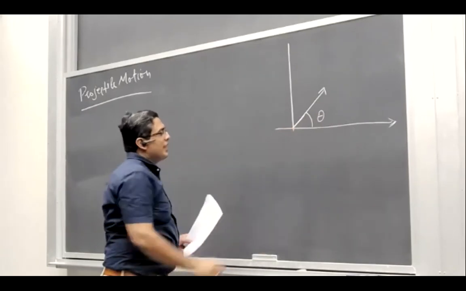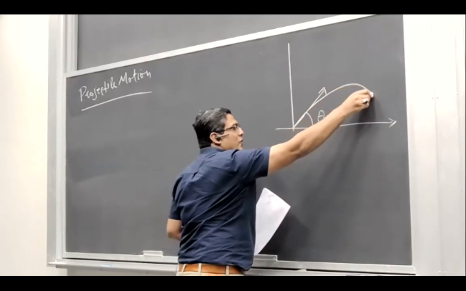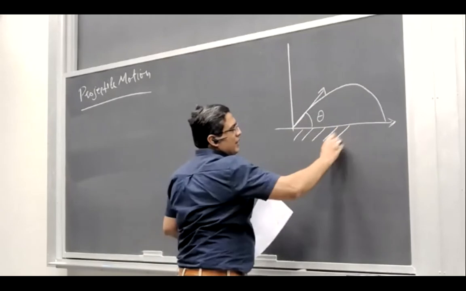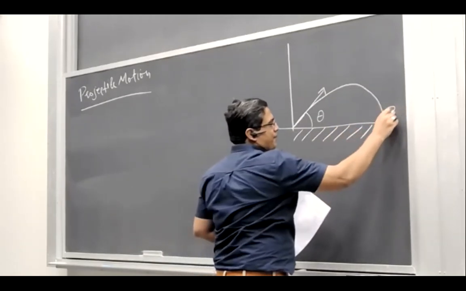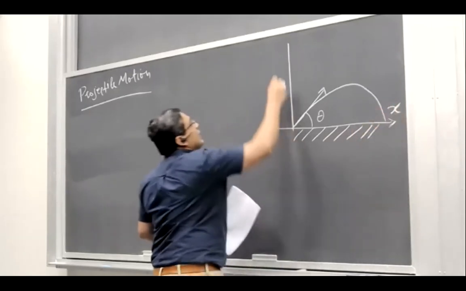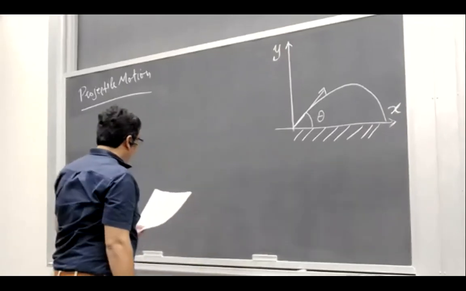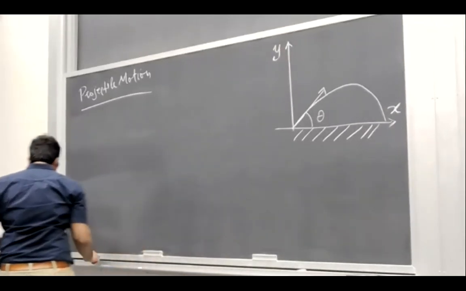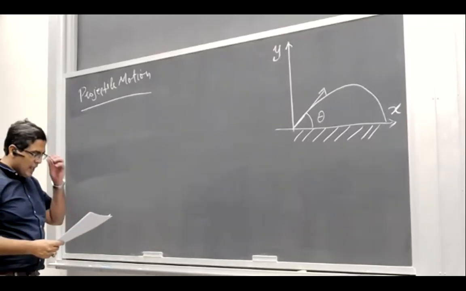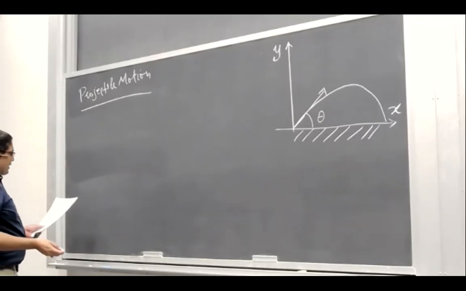And once you are done kicking, the football rises and goes forward, rises and goes forward, and then at some point it falls down, it hits the ground. So this is ground, and x-axis is aligned with the ground, and this is y-axis. All right, so we're going to study the motion of an object in 2 dimensions, and we are considering the example of a projectile.